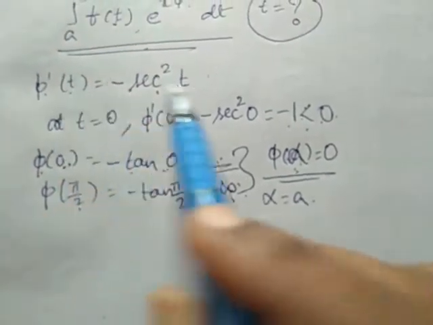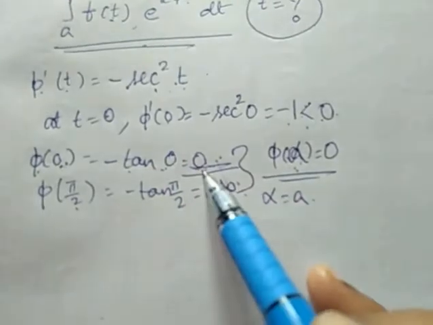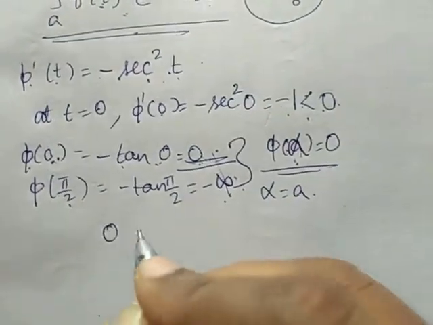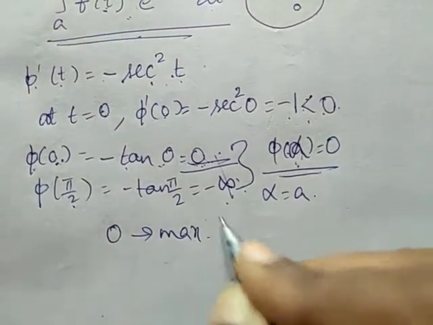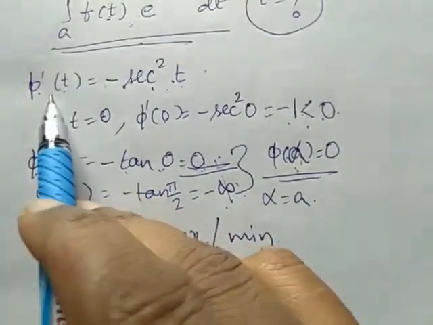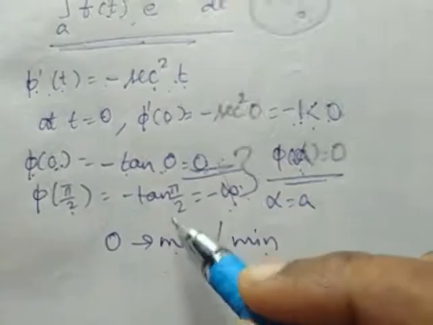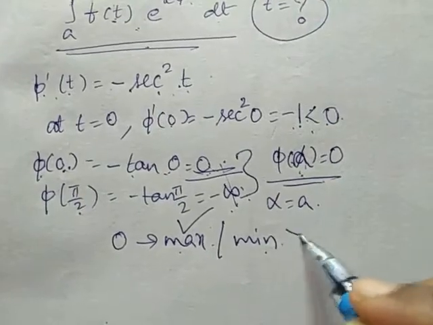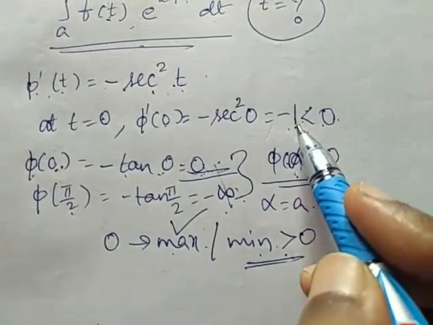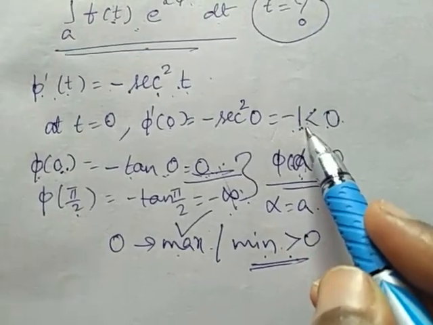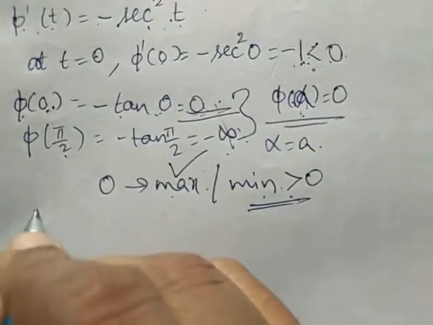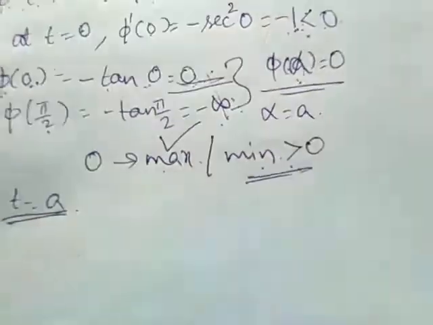Similarly phi dash of t is minus secant square t. Is 0 a maximum or minimum? How do we conclude whether it is maximum or minimum? When phi dash of t is less than 0, it will be a maximum. When phi dash of t is greater than 0, it will be a minimum. Here phi dash of t is less than 0, therefore it is a maximum. So we got t is equal to a. So it is the second case form.